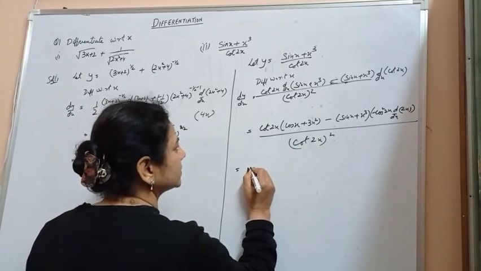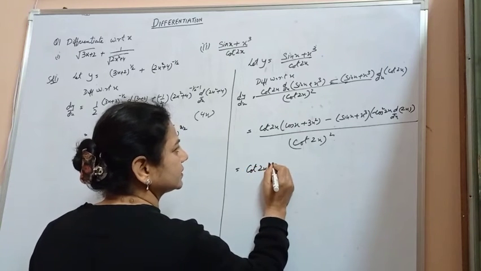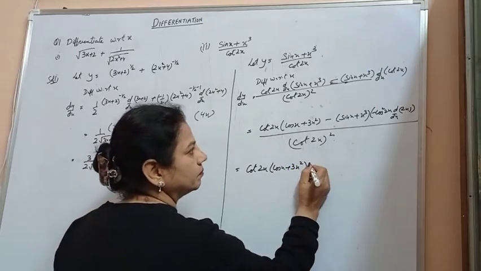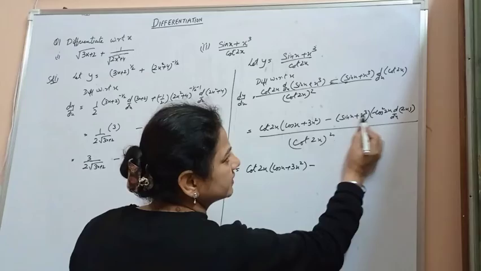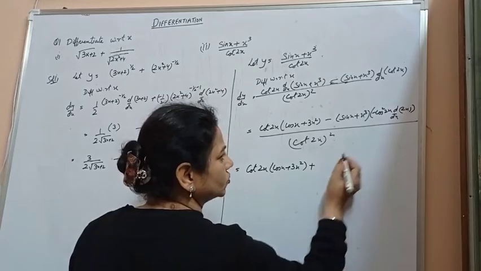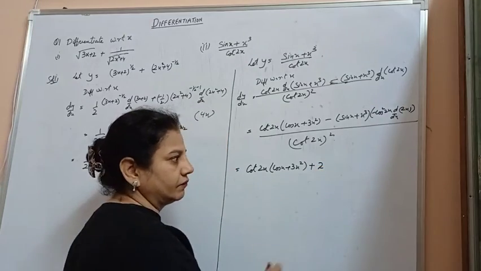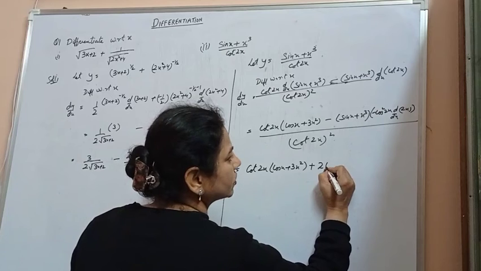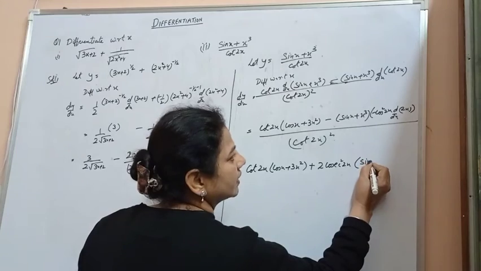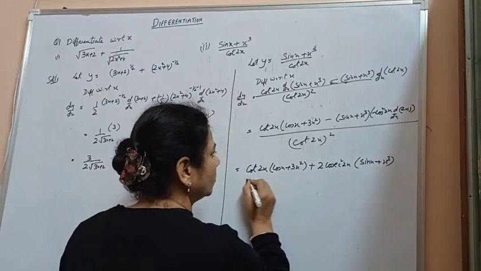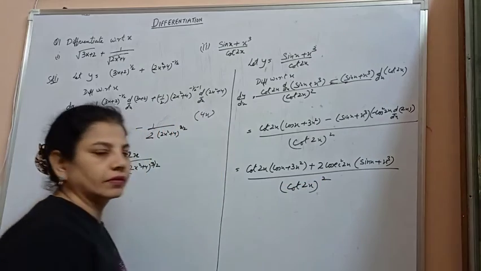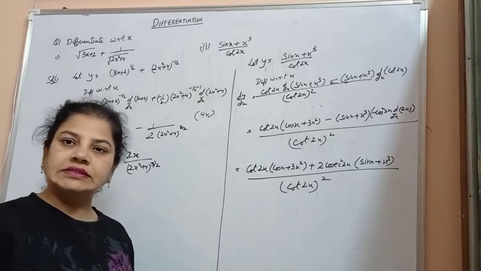I can write it here as cot 2x (cos x plus 3x square) minus, again we have minus becoming positive, the derivative of 2x is 2, so I take the constant forward, 2 cosecant square 2x into (sin x plus x cube), whole divided by (cot 2x) whole square. Here we have applied the quotient rule as well as the chain rule.